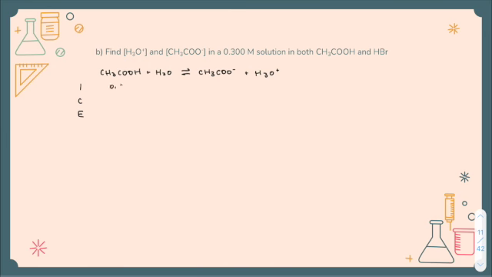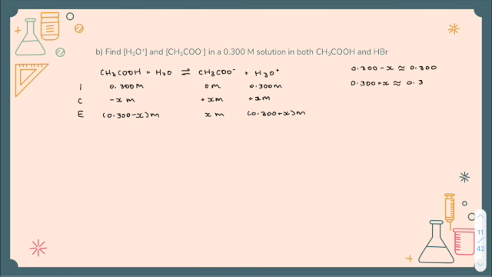However, this time the initial concentration of acetic acid is 0.3, as well as the H3O+ concentration. So now our values at equilibrium will be 0.3 minus x for acetic acid, x for acetate, and 0.3 plus x for H3O+. And again, we're approximating these values just to both be 0.3.